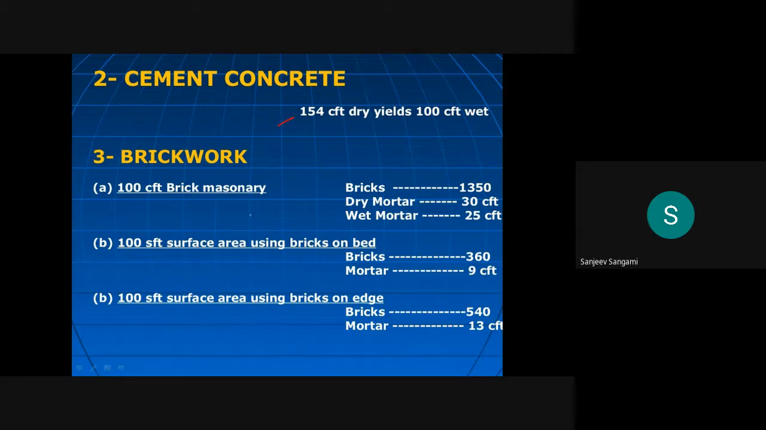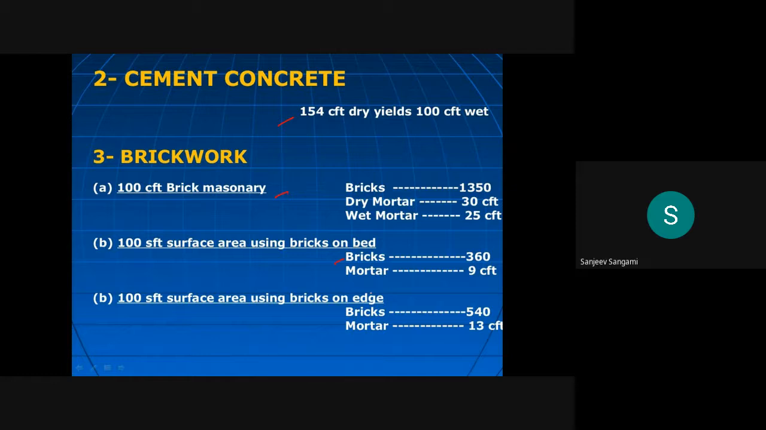Then for brickwork, whenever you are discussing brickwork, 100 cubic feet of brick masonry will need bricks of 1350, dry mortar 30, then wet mortar of 25 cubic feet. Then for 100 square feet surface area, using brick on bed, normally bricks will be 360, then mortar will be 9 cubic feet.